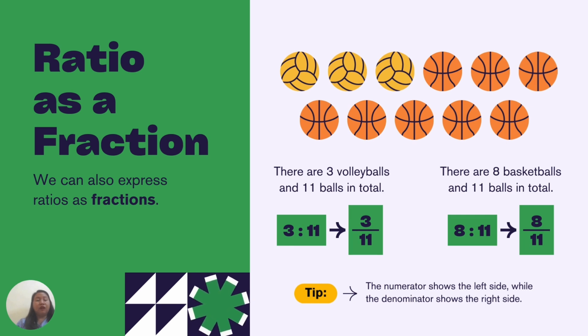The next one, we have the ratio as a fraction. We can also express ratios as fractions. Example: there are 3 volleyballs and 11 balls in total. From 3 is to 11, it will become 3 divided by 11. Next example: there are 8 basketballs and 11 balls in total. From 8 is to 11, it will become 8 divided by 11.